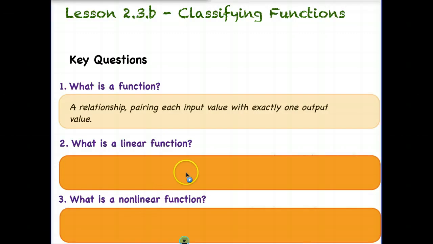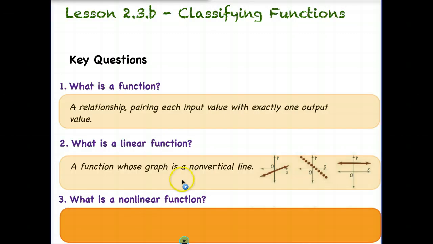What is a linear function? A linear function is a function whose graph is a non-vertical line. So we have this line here, we can even represent a dotted line, or we can even have a horizontal line. But as you'll see in the next lesson when we cover slope, a vertical line is not actually considered a linear function. Okay, but the key thing behind what is a linear function is that it is a line.